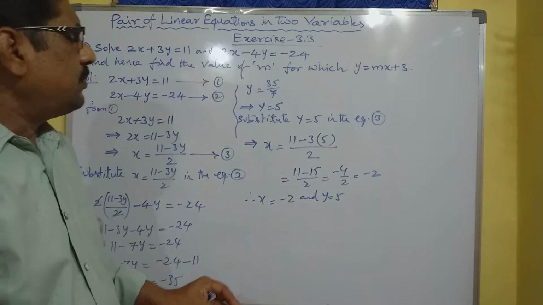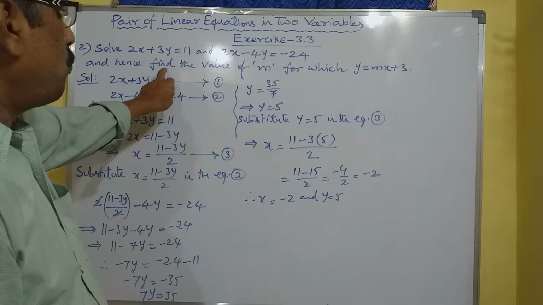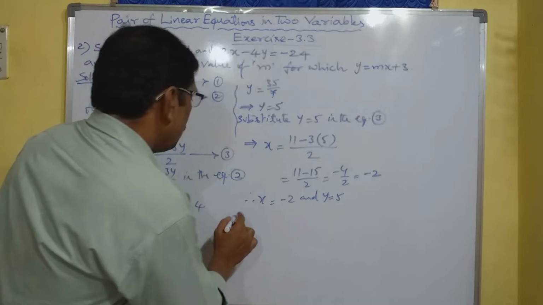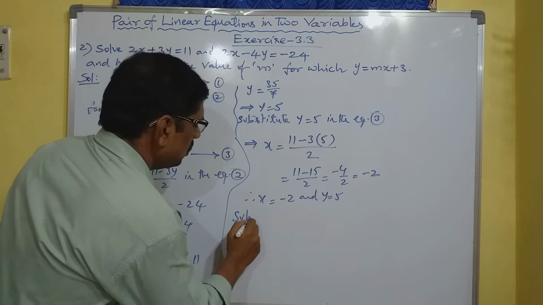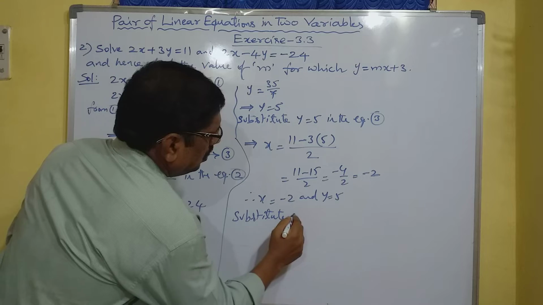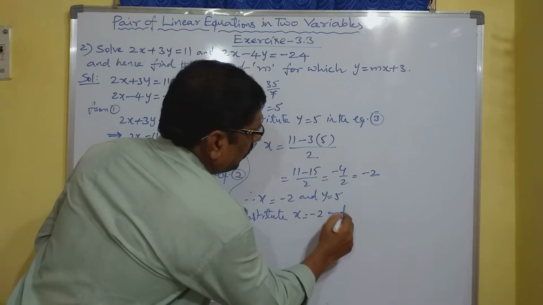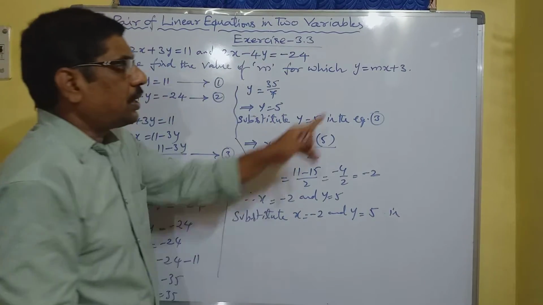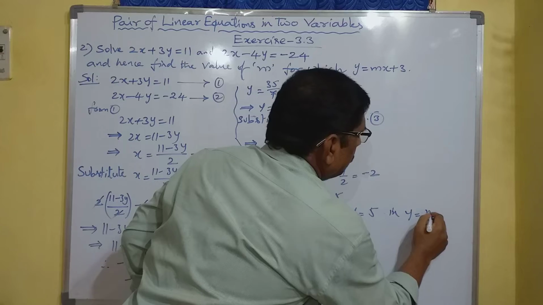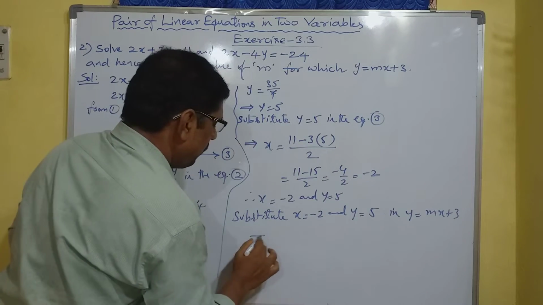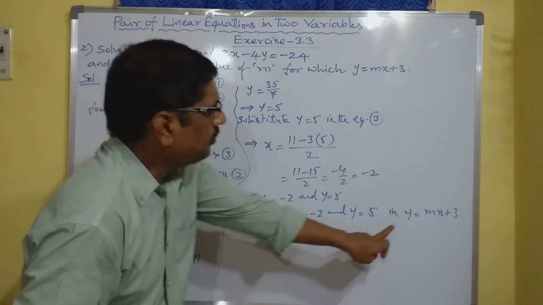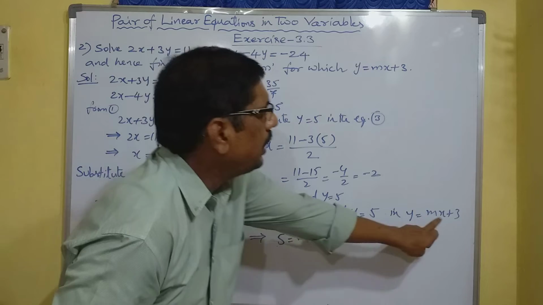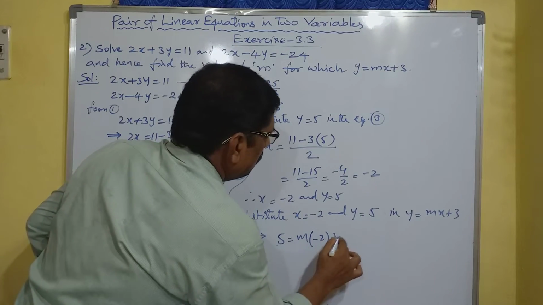Okay, now there is another part of the problem, that is find the value of m for which y = mx + 3. Now let us substitute the values of x and y, that is −2 and 5, in the given equation y = mx + 3. Then we get y, which is 5, equal to m into x. The x value is −2, plus 3.